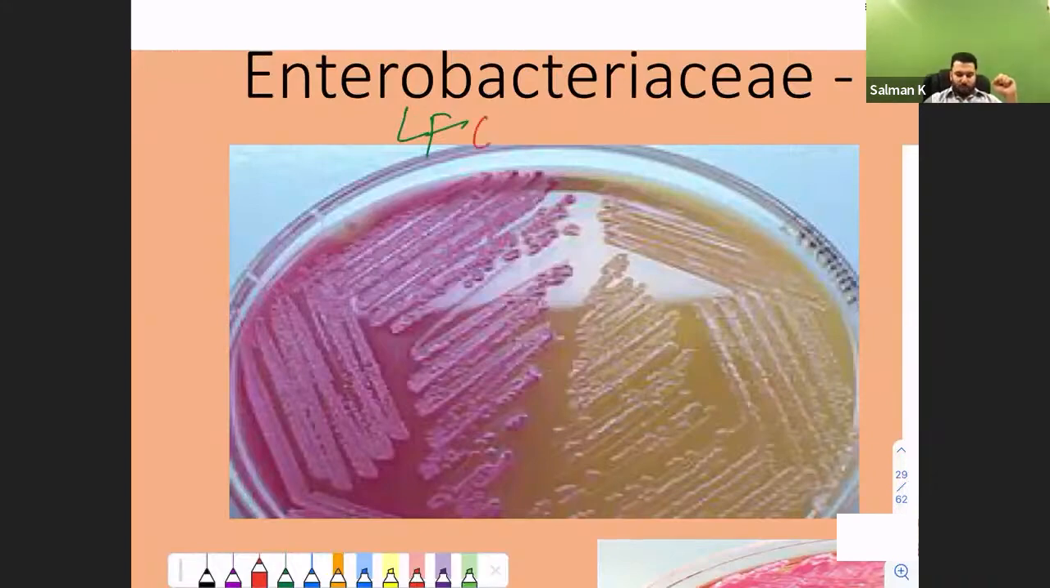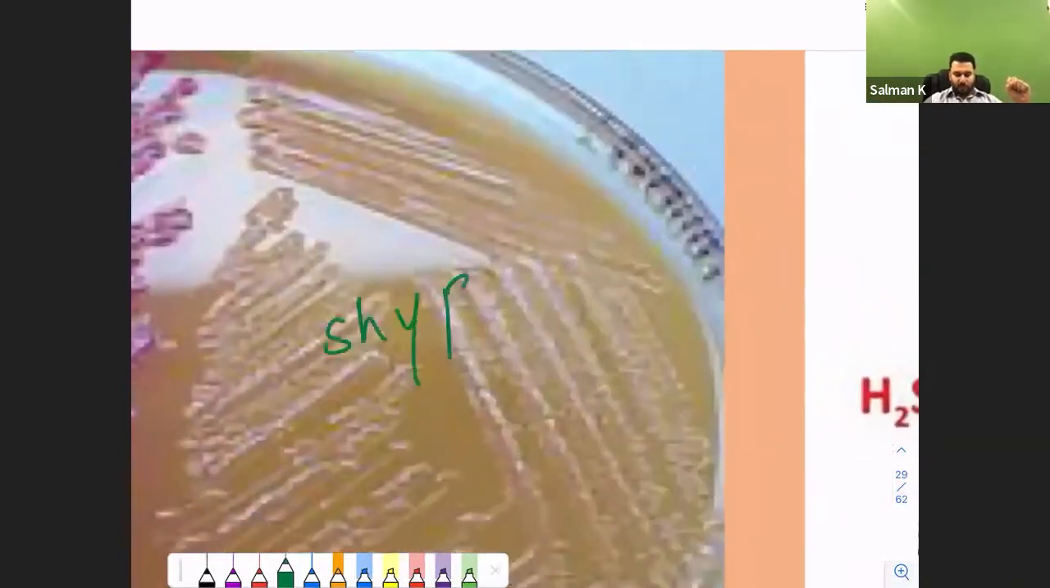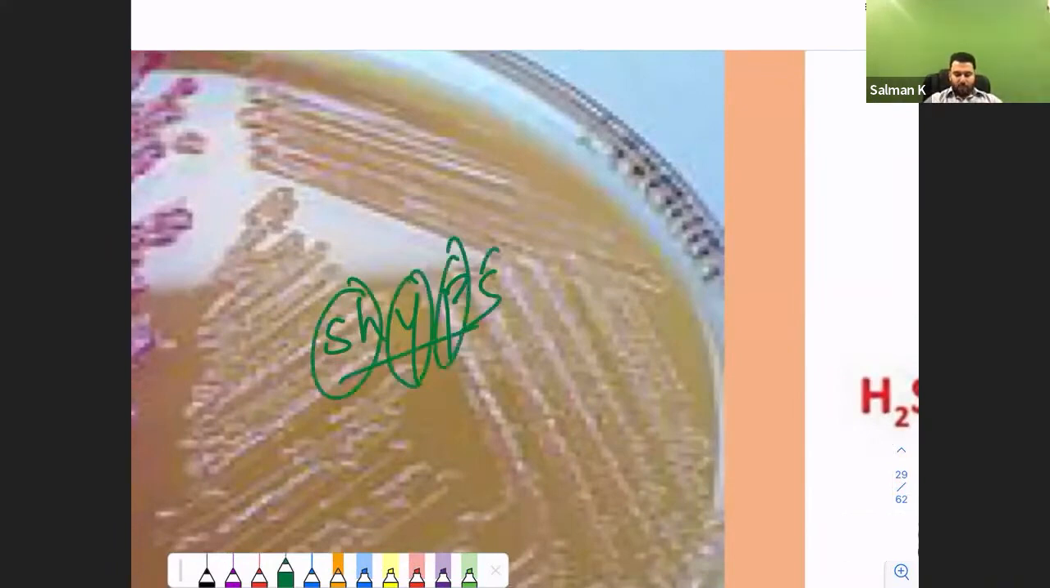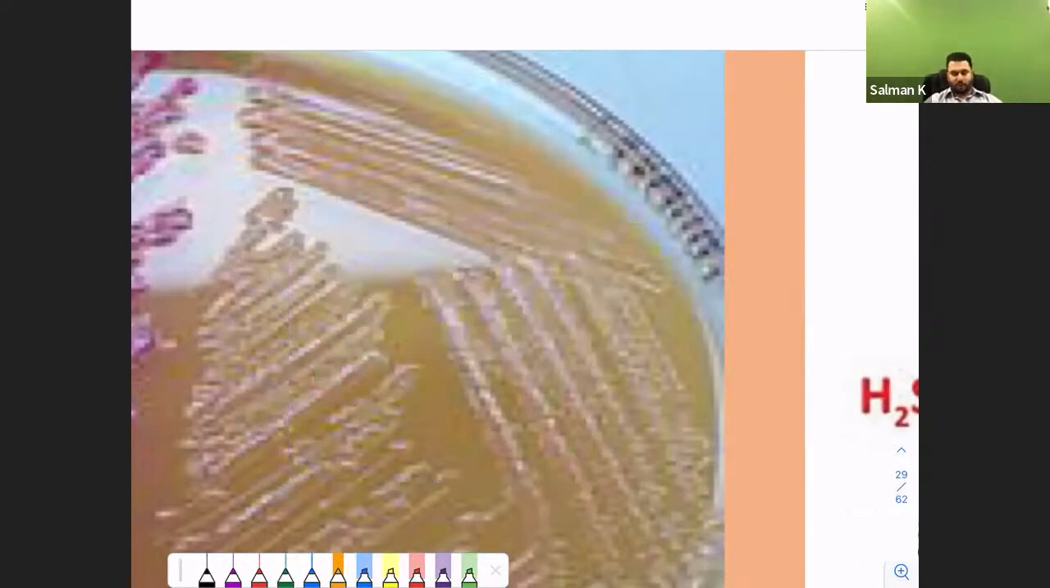The lactose fermenters are those that are going to appear pink in color. If you see pink color colonies on MacConkey's agar, you should know the answer is either E. coli or Klebsiella. Lactose fermenters are who and who, doctors? E. coli and Klebsiella. Lactose non-fermenters, if you recall, this is the mnemonic you have written in the notes, called SHIPS. Shigella, Yersinia, Proteus, Salmonella. That's the mnemonic called SHIPS over here.